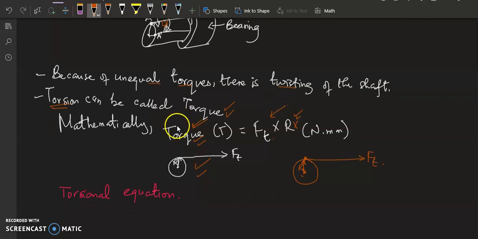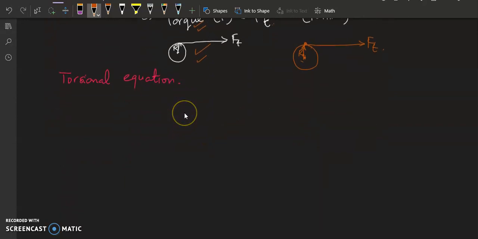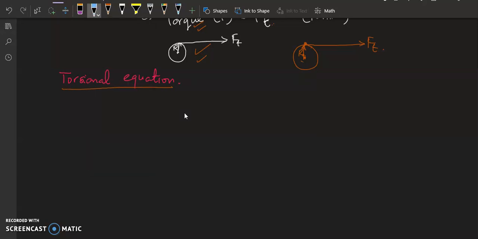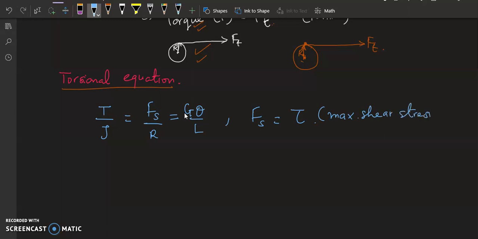In our next segment, we want to look at the torsional equation and define some of the terms that it entails. So I'll write it down. The torsional equation is given by T over J equivalent to Fs over R is equal to G theta over L. Now in some cases, Fs is replaced by tau to mean maximum shear stress. Now we want to define each and every term here.